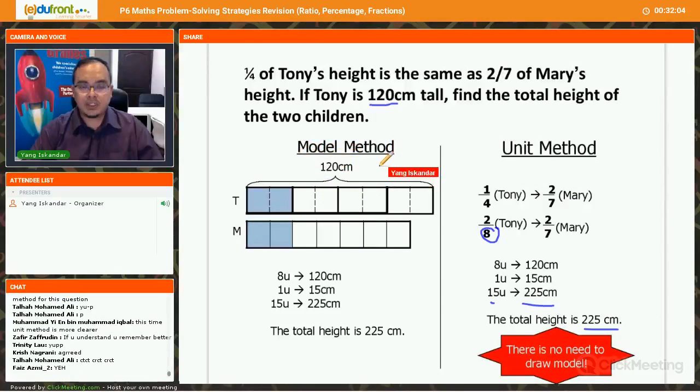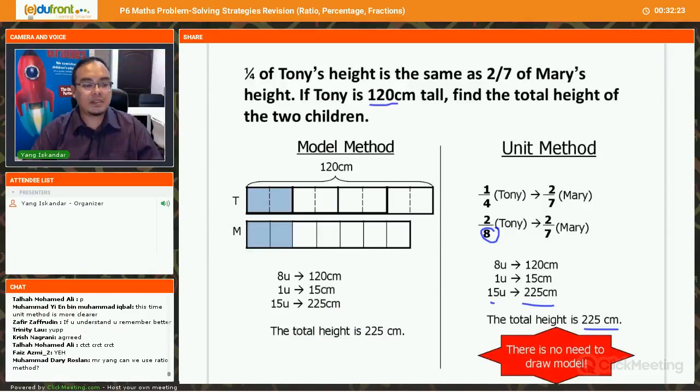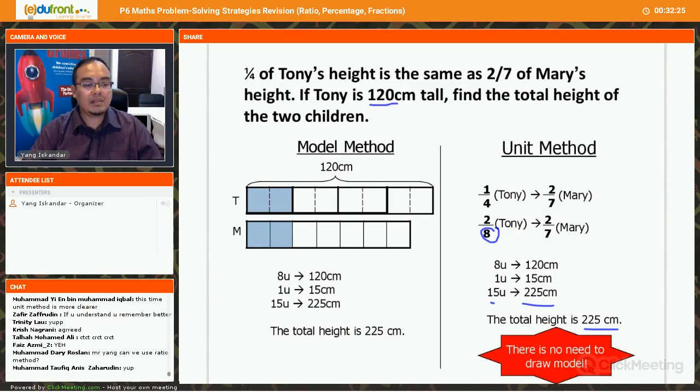So that's why I show you the model method, and now hopefully you understand why you have to make the numerator the same. Because when you do subtraction or addition of fractions, you need to make the denominator the same. But here, this strategy is very strange. You need to make the numerator the same. Okay, why? I've explained just now. This time the unit is clearer, if you understand even better.